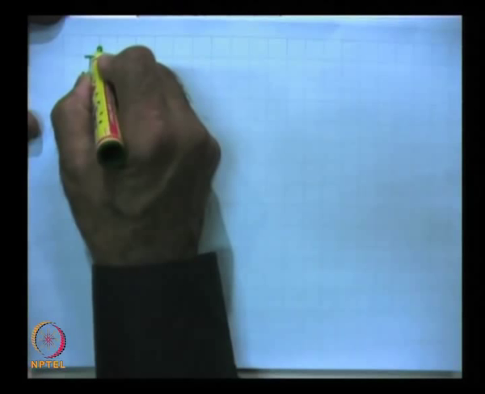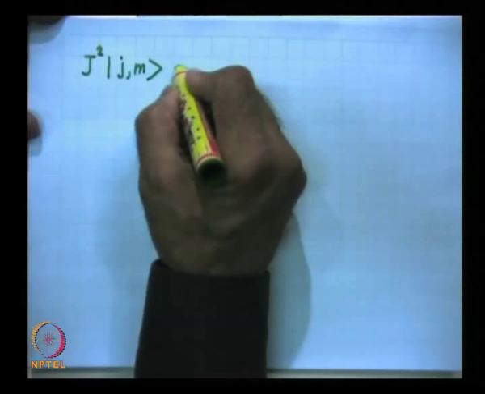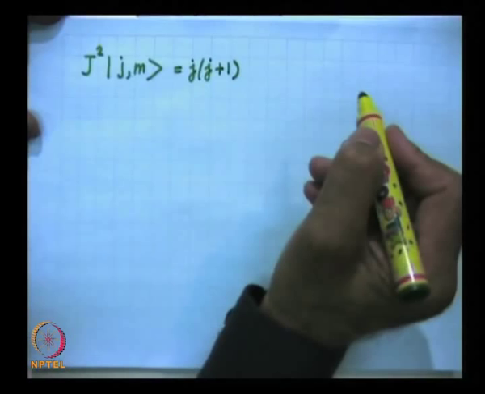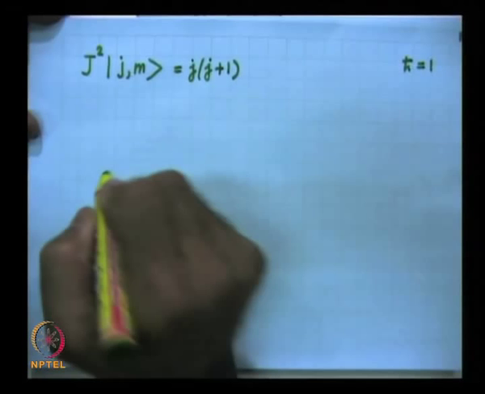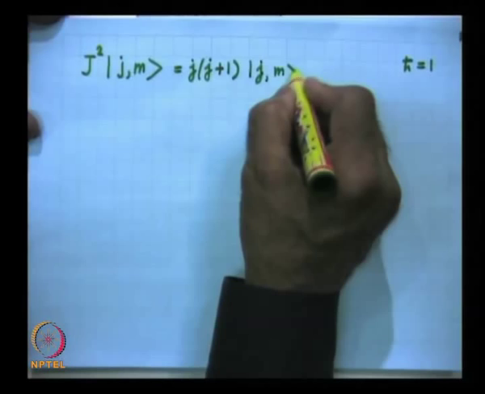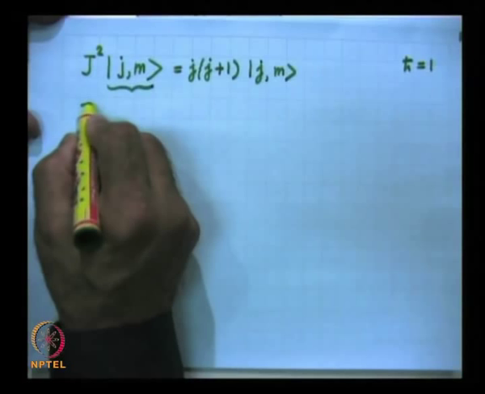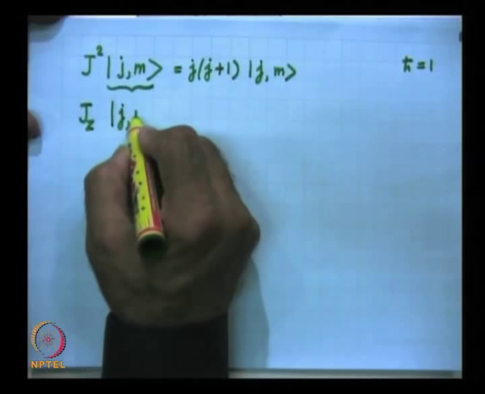Last lecture, we had discussed the simultaneous eigenfunctions for the operators J square and J z. We represented ket J m as the simultaneous eigenvectors of the operator J square, and the corresponding eigenvalues were J into J plus 1. We are actually assuming a system of units in which H cross is equal to 1. So, this is J comma M, and these are simultaneous eigenkets of J square and J z, and the eigenvalue of J z is M H cross, and we will suppress the H cross.